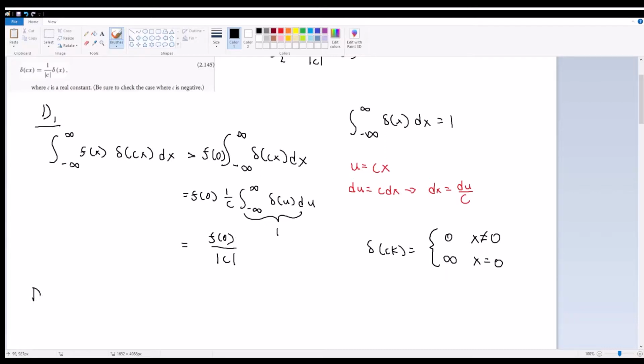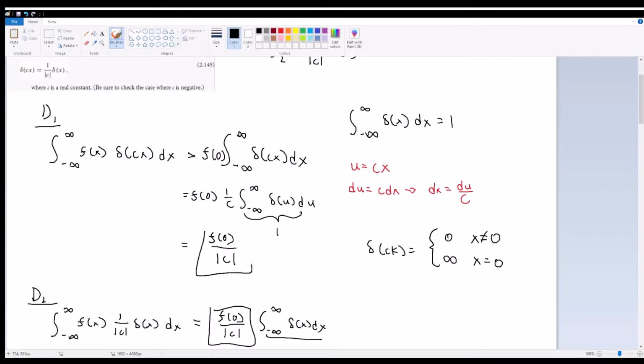Next, let's do d2. So we have the integral from negative infinity to positive infinity of f of x multiplied by 1 over magnitude c times Dirac delta x, because this is our d2. Well, in this case, the same thing happens. f of x gets pulled out as f of 0, and we have f of 0 over magnitude c, and then we have our integral from negative infinity to infinity of Dirac delta of x dx. This is just 1, so what we're left with is the exact same term as we have up here. Therefore, d1 does indeed equal d2, and we are done with part A.